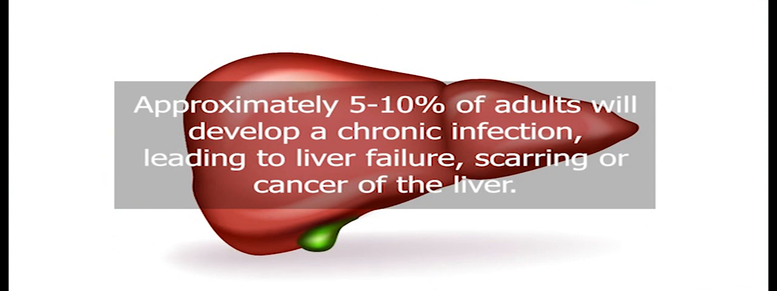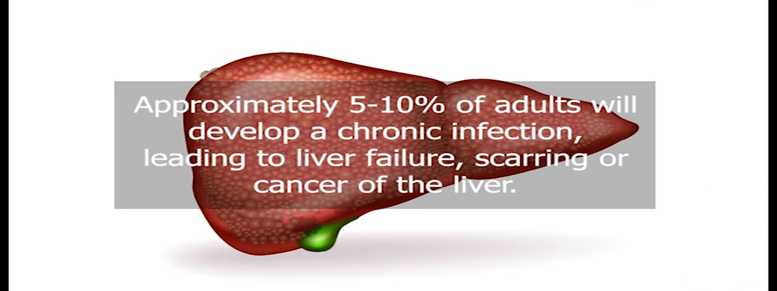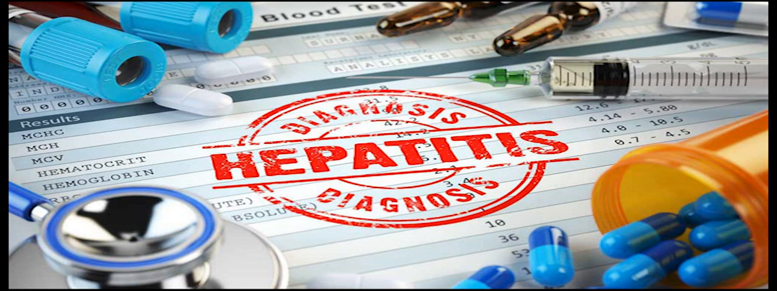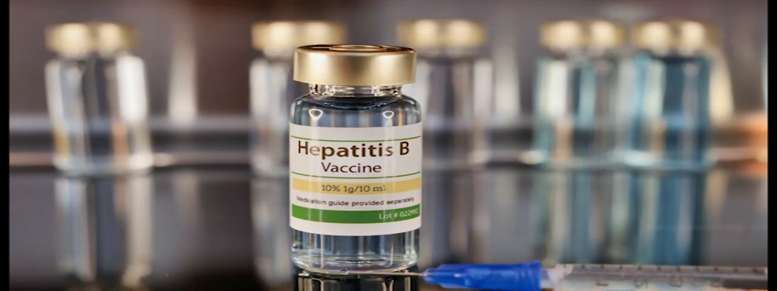Most people are actually able to fight off a hepatitis B virus infection and clear the virus from their blood. However, 5 to 10% of adults will develop chronic infection, which can lead to liver failure, scarring, or cancer of the liver. In the United States, approximately 1.2 million Americans are chronically infected with hepatitis B, and about 5,000 die annually from hepatitis B-related liver complications. Fortunately, there's a safe and effective vaccine to protect against hepatitis B.